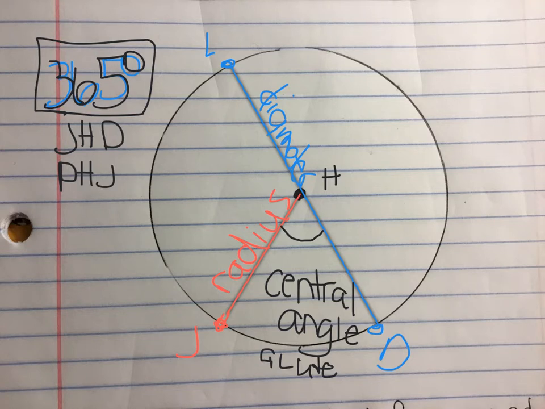All right, the next vocab word that I'm going to tell you. Sometimes we have lines that go from the edge of the circle and don't go through the center point. These are called chords. A chord, just like that.